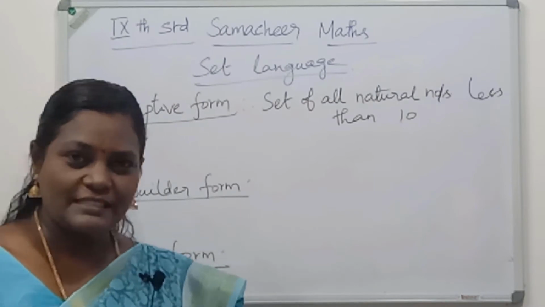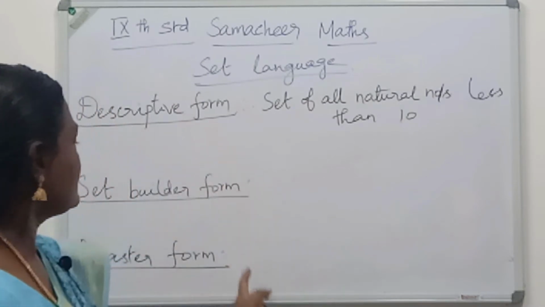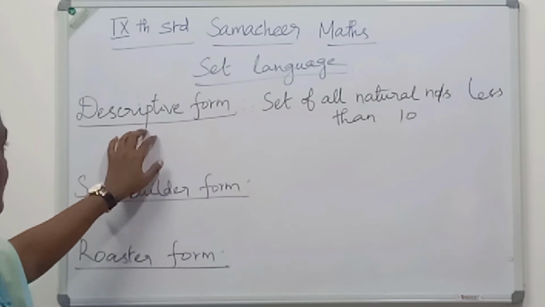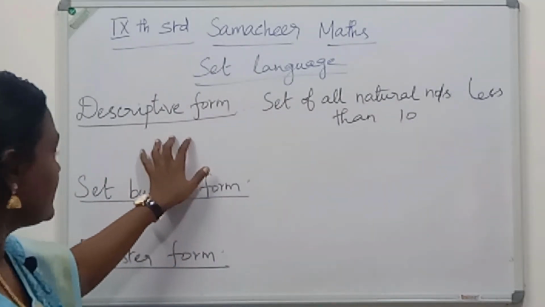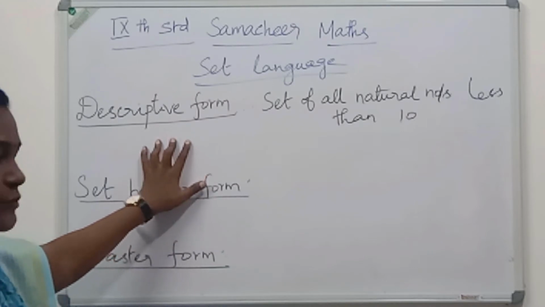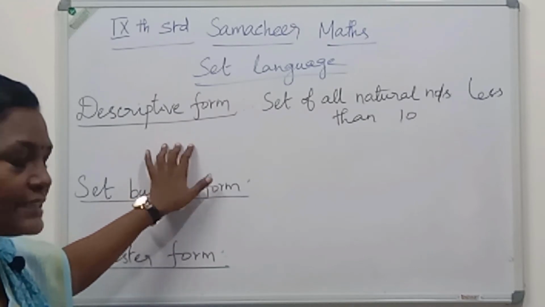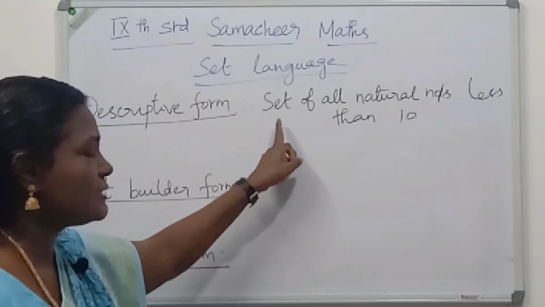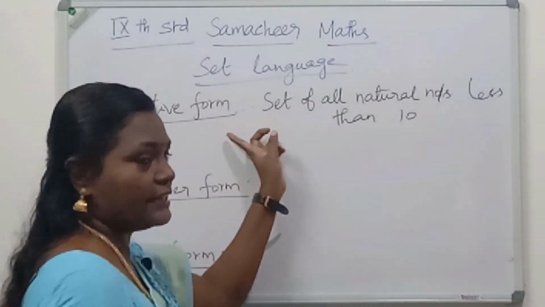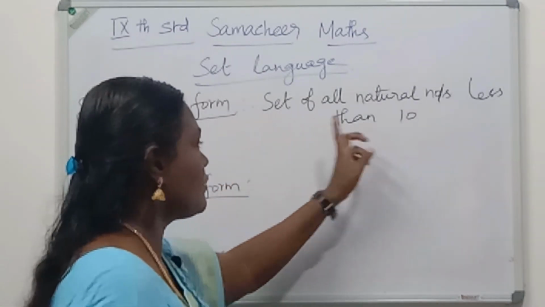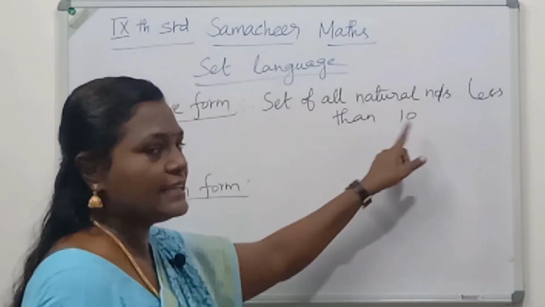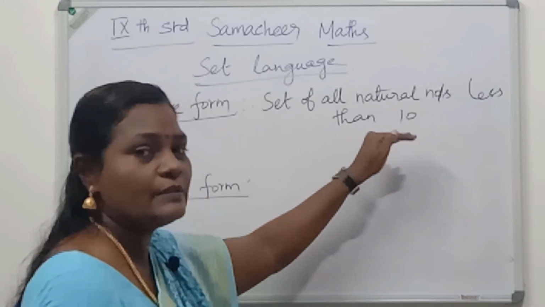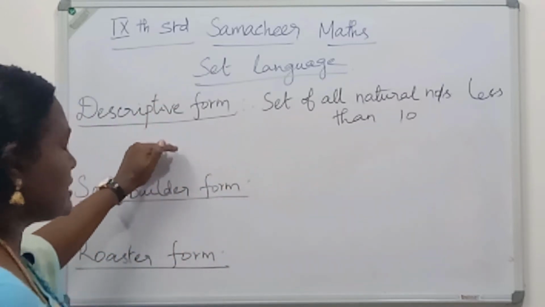We can represent a set in three forms. What are the forms? Descriptive form, set builder form and roster form. The first one is descriptive form. How to represent a set in descriptive form? If we write a given set in a descriptive manner, we can say it is a descriptive form. For example, set of all natural numbers less than 10. Using words we have described the set. It is called descriptive form.